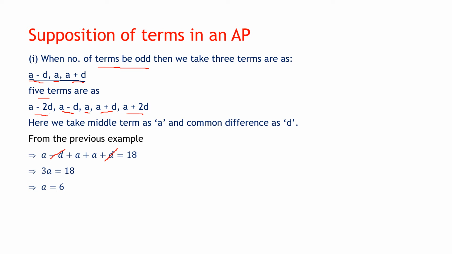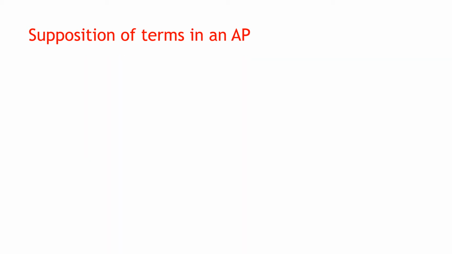So when we have to assume odd terms, 3 terms or 5 terms, we take it in such a way. Why do we take it in such a way? So that when you add them, the minus d and the plus d get cut. If you add 5 terms, then the minus 2d and 2d get cut, the minus d and the d get cut, and we are only left with the a. So we already got the middle term, which is making our sum.